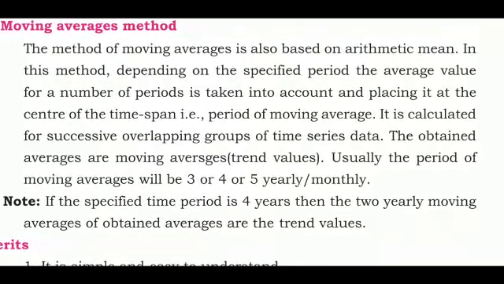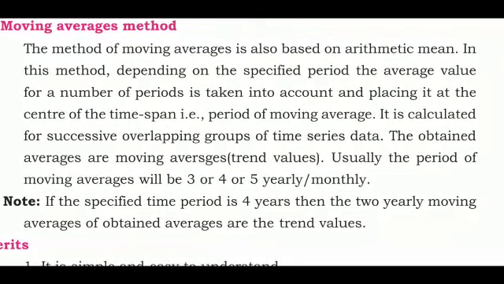The method of moving averages is also based on arithmetic mean. This is also very simple to do and 100% you will be getting a 5-mark question in the examination. This is actually one of the questions from the passing package. In this method, depending on the specified period, the average value for the number of periods is taken into account, and placing it at the center of the time span, the period of moving averages is calculated. It is calculated for successive overlapping groups of the time series.